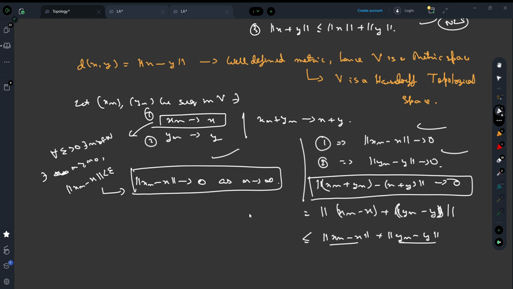Similarly, you can show for the scalar part that if you choose a mapping which takes alpha and x to alpha x, that's also continuous. You can just choose a sequence like this and check whether alpha xn converges to alpha x or not. That's pretty obvious from the second property of norm, that is scalar multiplication.